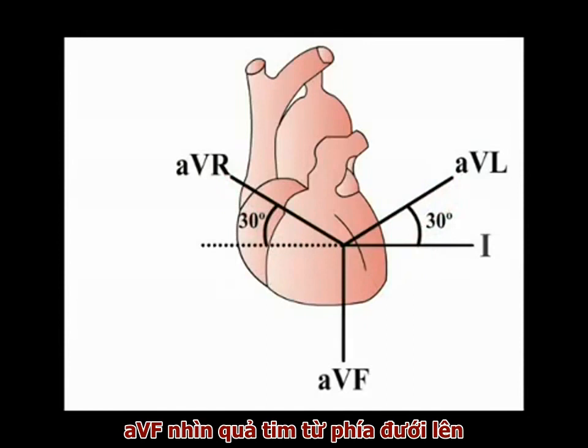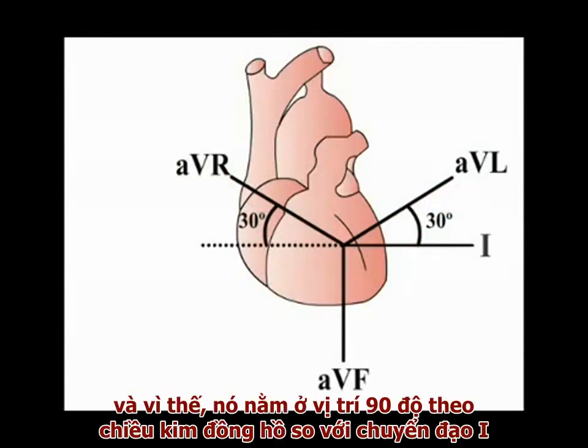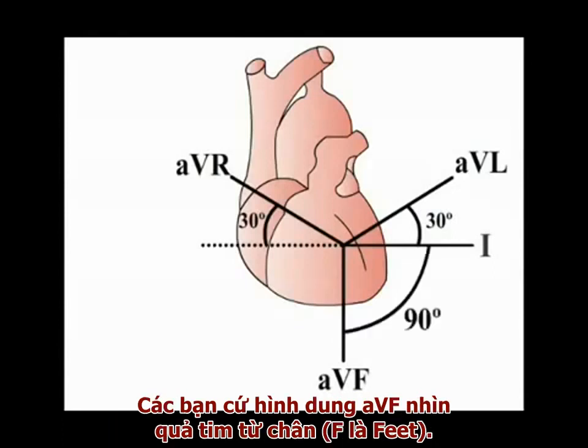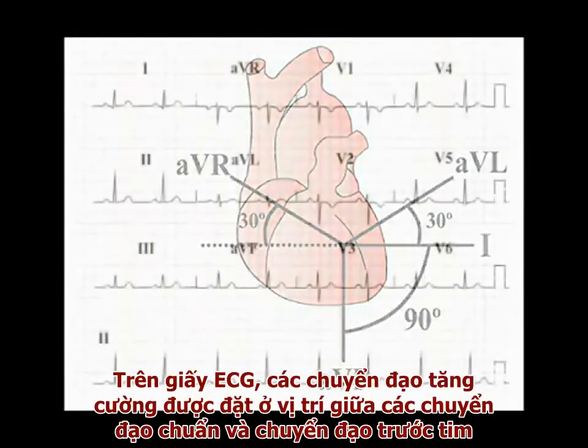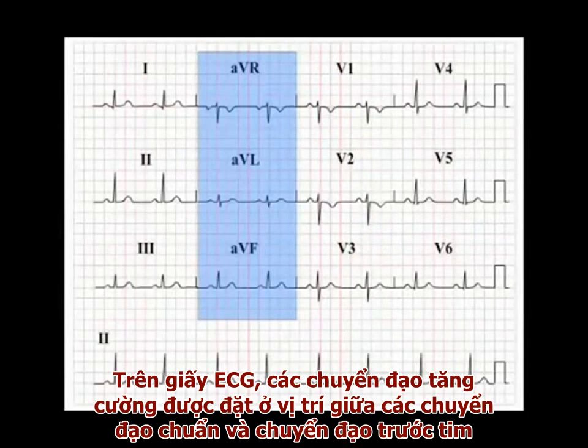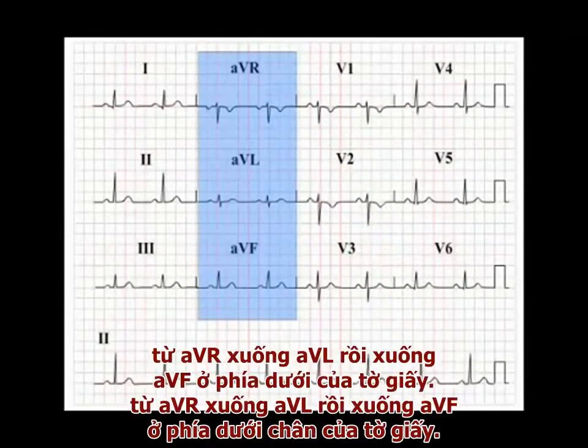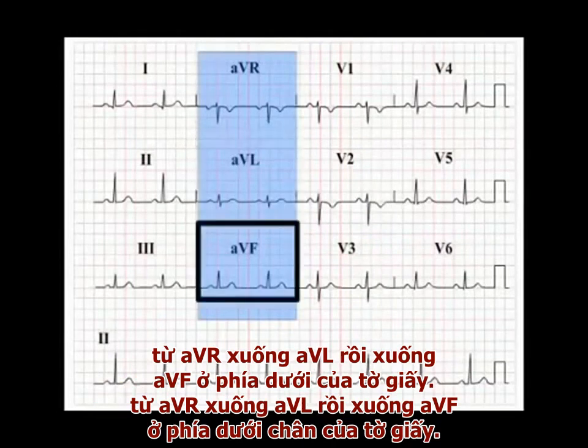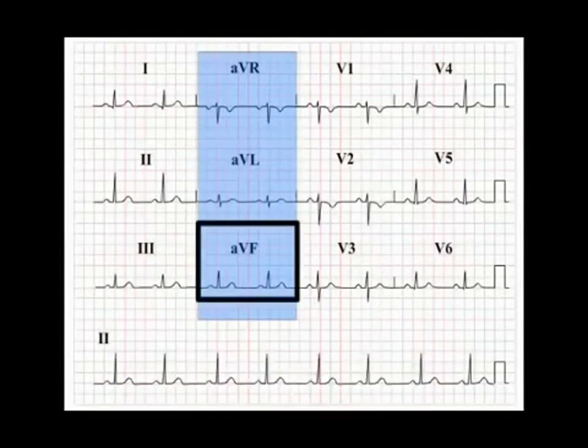AVF looks straight up at the inferior surface of the heart and is therefore at 90 degrees clockwise from lead 1. Think of AVF as looking straight up at the heart from the feet. F is for foot. On the ECG readout, recordings from the augmented leads are positioned between the standard leads and the chest leads, from AVR to AVL, and down to AVF at the foot of the page.